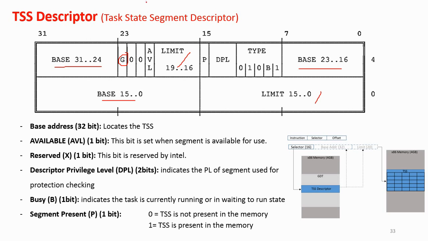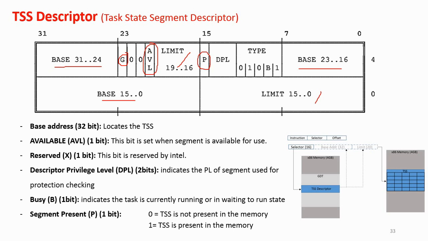Then comes the available bit, AVL. If the segment is available for use, then this bit will be set. If the segment is not present, then this bit will remain 0. Then one more bit, the P bit, the present bit. It is called segment present. This bit is used to indicate whether the segment is actually present in memory or not.